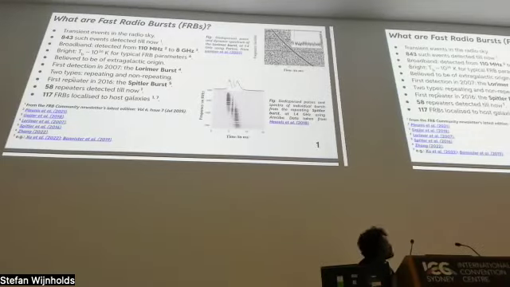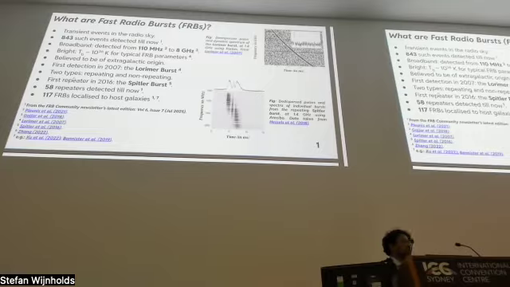This is the first FRB, which was detected in 2007. They are extremely bright, about 10 to the power 36 Kelvin, which is extremely high, and believed to be of extragalactic origin because of their high dispersion measures. And there are two types. One are repeating, and some are one-offs.